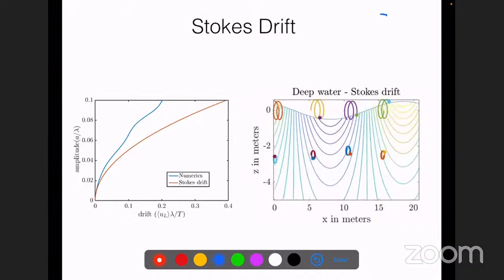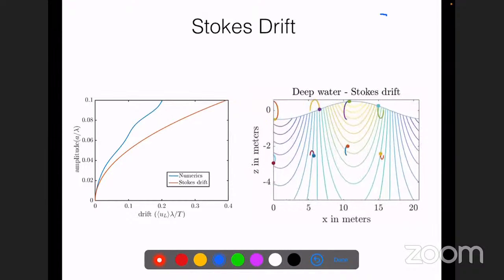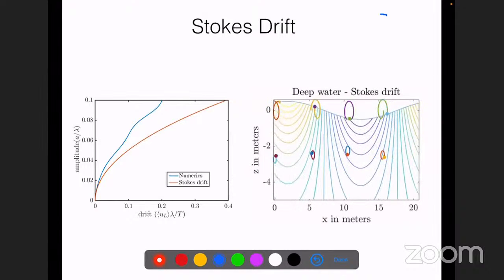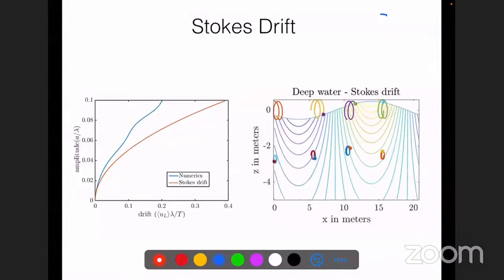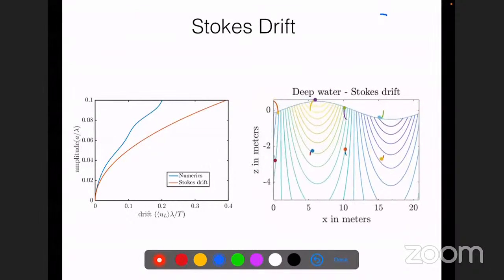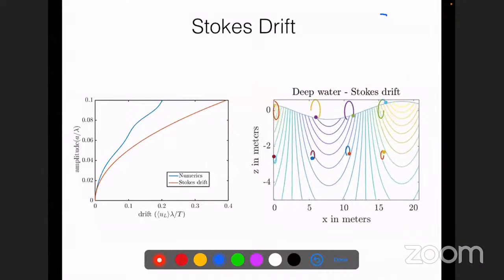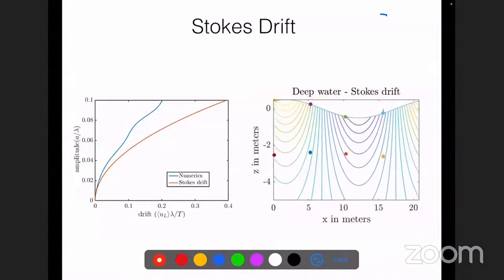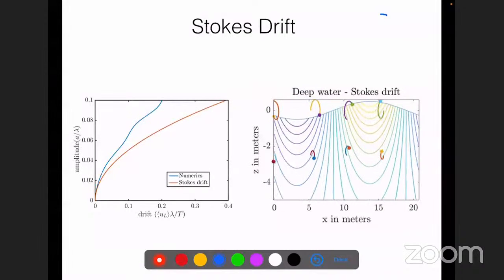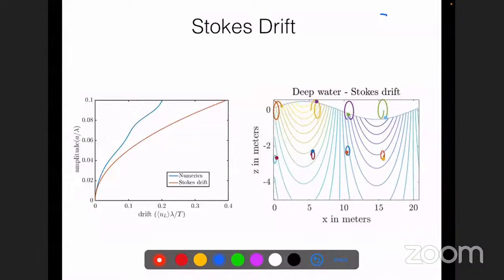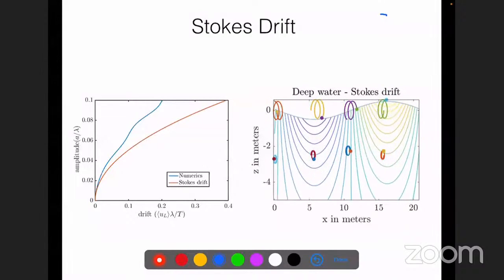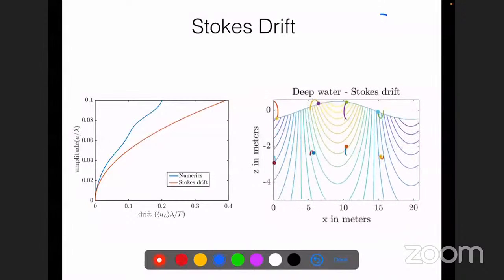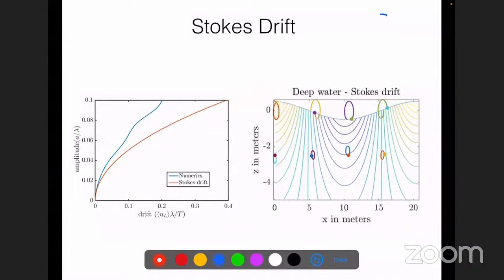On the left side, what you see is the comparison of that simple theory that we did by doing a Taylor series expansion, which is the orangish curve, and the blue is what you would get from the numerics. So that's obviously a calculation done by doing the Taylor series expansion. As the amplitude becomes larger, it starts to deviate. But the bigger question is, why does this happen?